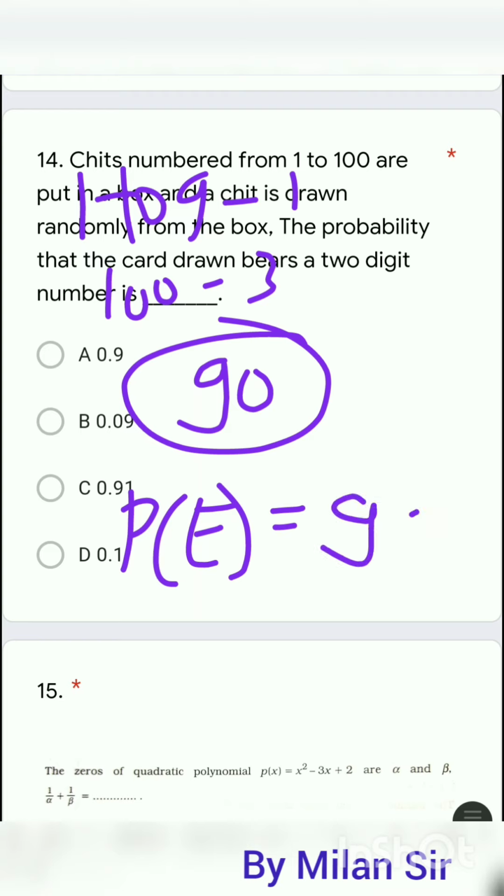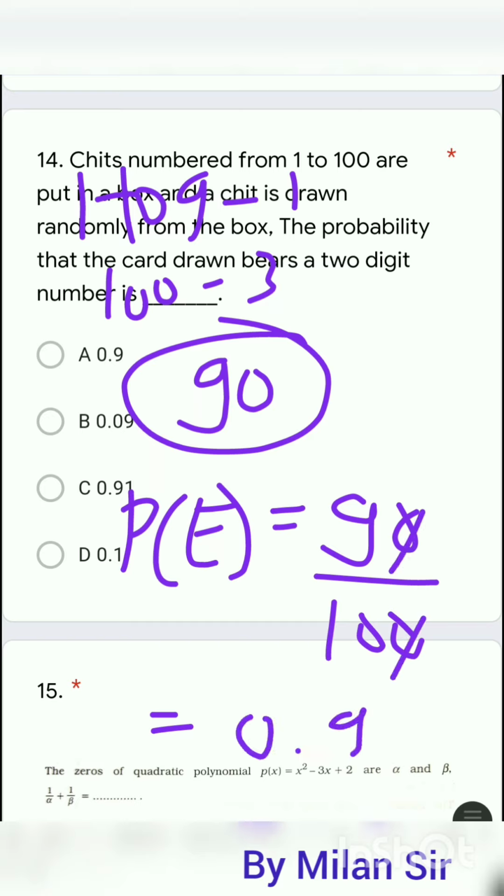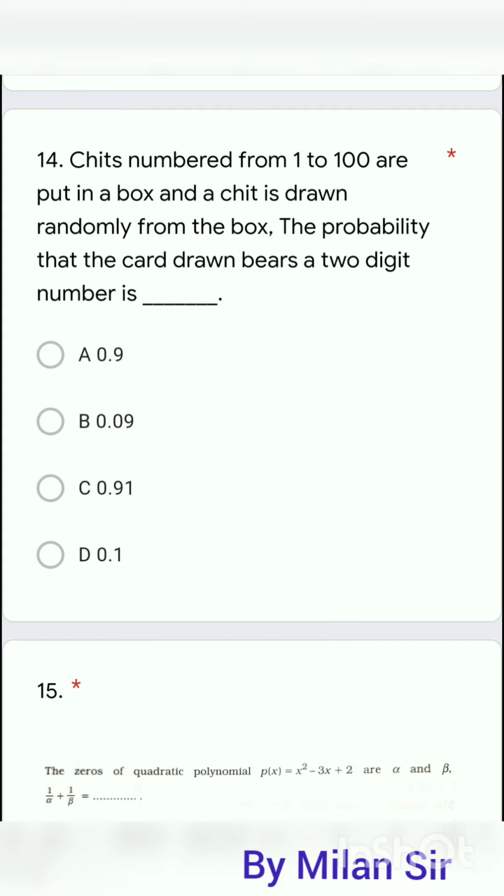So here 90 divided by total numbers 100, because the chits are from 1 to 100. So total numbers 100, right? Now 90 divided by 100. So here 0 cut, 9 by 10, it is 0.9, because in the denominator we have only one digit, so in the numerator before one digit we need to put a decimal point. So 0.9 is the correct answer. Okay, so here option A is correct, 0.9.